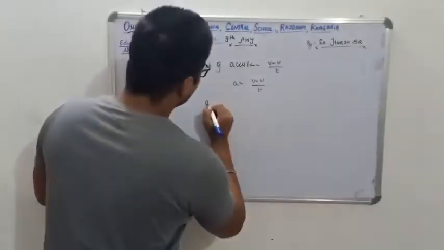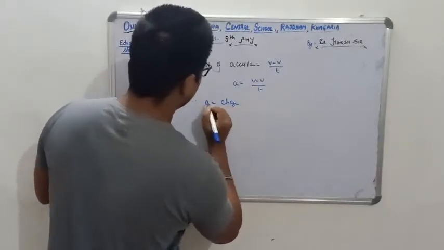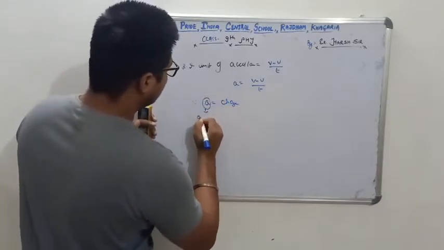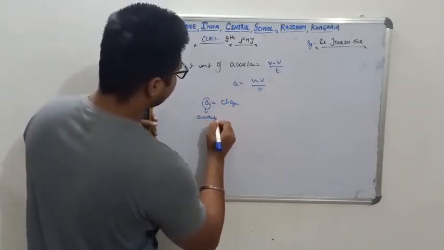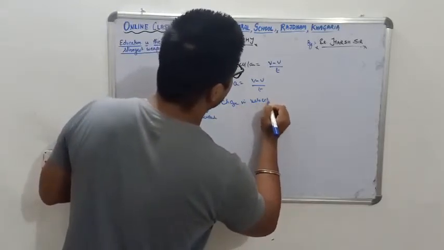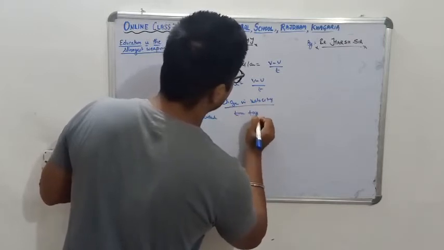If you go further, we know that it is change in velocity. A is for acceleration. Don't confuse here, this A here is for acceleration. So it is the change in velocity divided by the time taken.